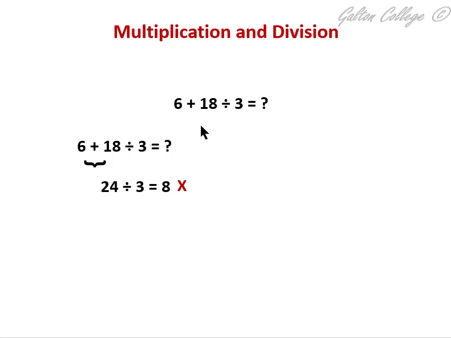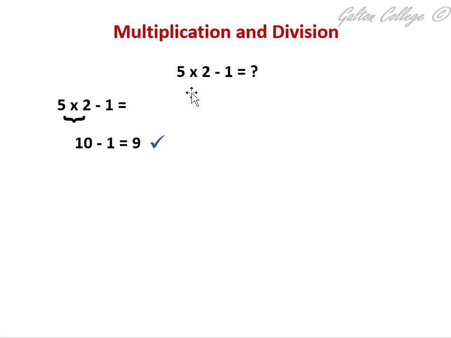Look at this one. 6 plus 18 divided by 3. We could go 6 plus 18 is 24 divided by 3, which is 8, and that's wrong. Wrong answer. We go 6 plus 18 divided by 3, that's 6. 6 plus 6 is 12. That's the right answer. So if we're going to get the right answer, follow the rules.